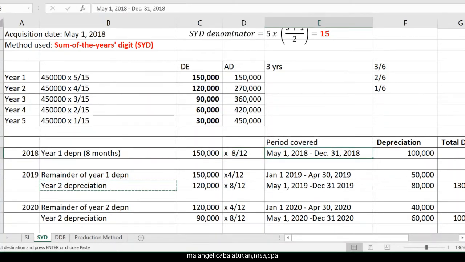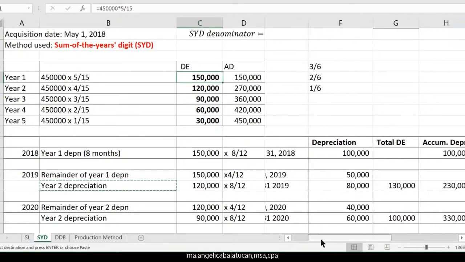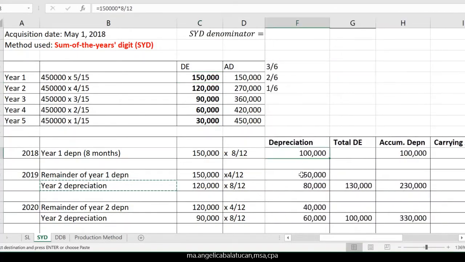Then you have for year 2, or sorry, year 2019, we still have a remainder from year 1. So remember, our year 1 depreciation is 150,000, and we only accounted for 100,000 as of 2018. So we have a remainder of 50,000. Okay? Or if you want to compute that, 150,000 times 4 over 12. So this one, 8 over 12, should be paired with this one to get 12 months, or the 1 year, or the year 1 depreciation.